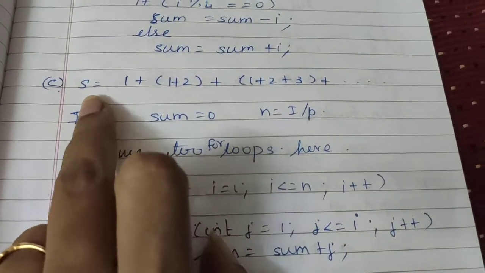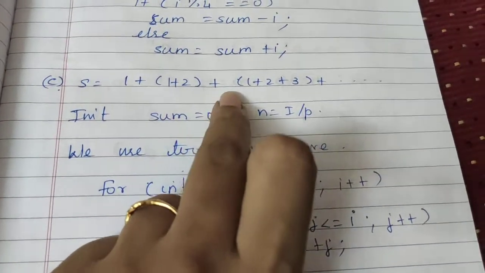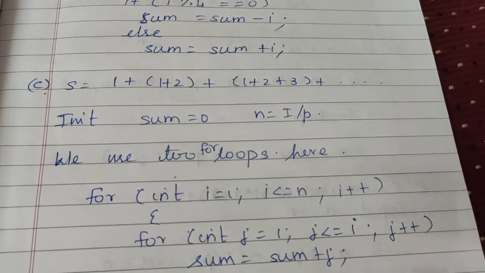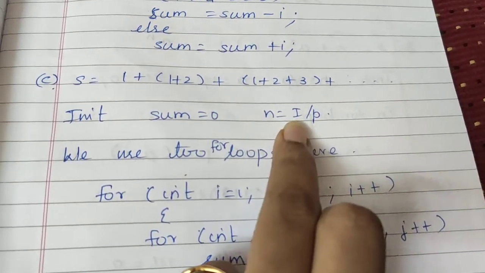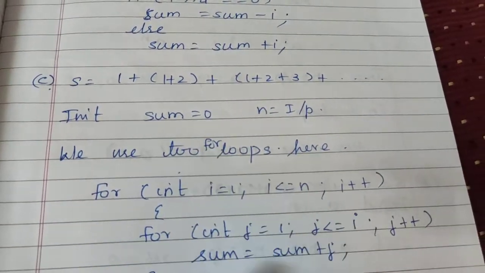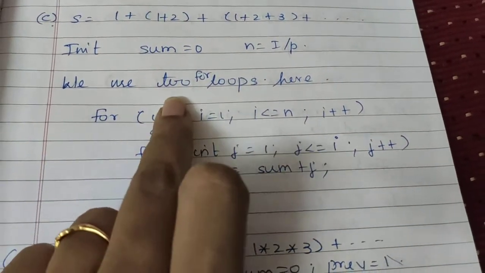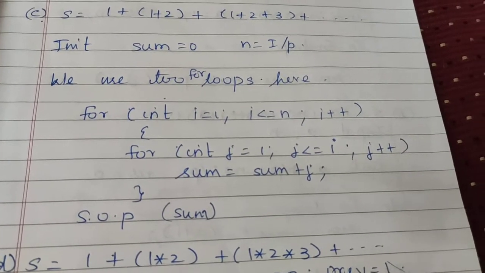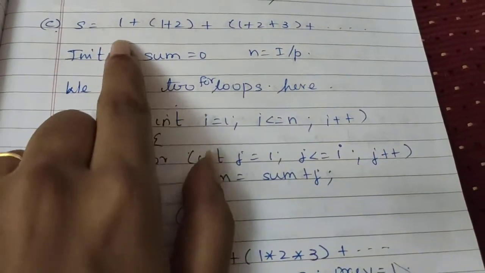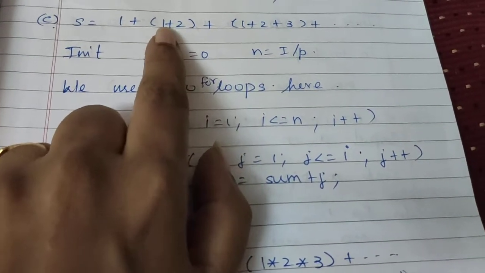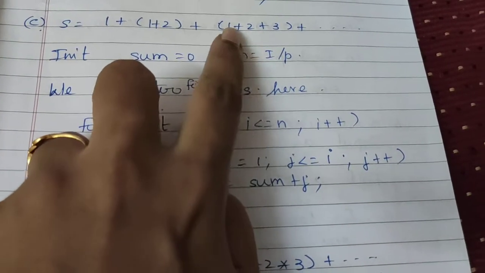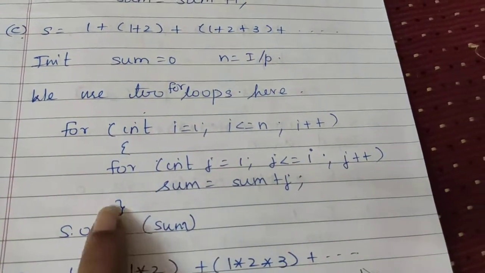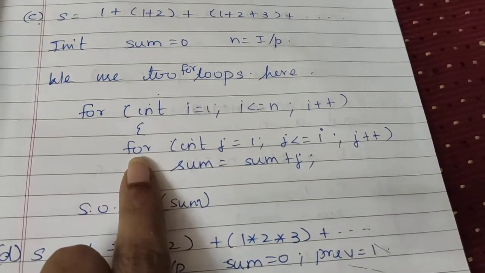So next sum is S is equal to 1 plus 1 plus 2, 1 plus 2 plus 3, like that we are going to add it. So first thing, we are going to get the input from the user, that is how many terms, and sum we are going to initialize as 0. We use 2 for loops here, for loop or whatever loop you are going to use, because one is for getting this number, and in each term you are getting 1 plus 2, 1 plus 2 plus 3, like that. So for this you also need one more iteration. That is the reason we are using 2 loops here.